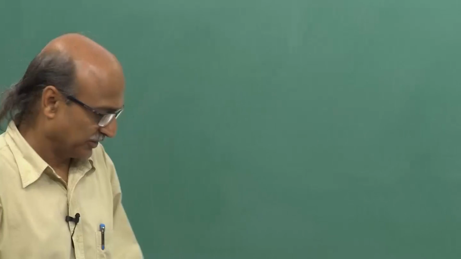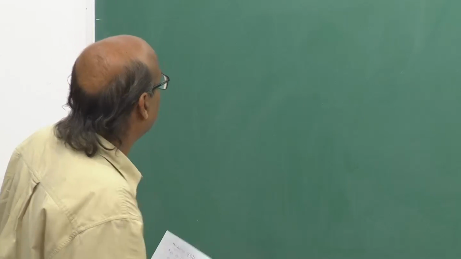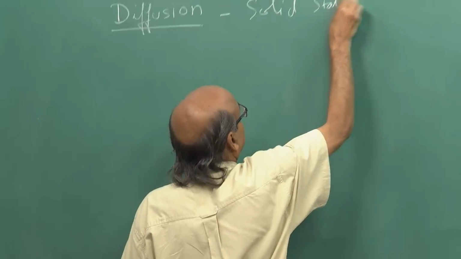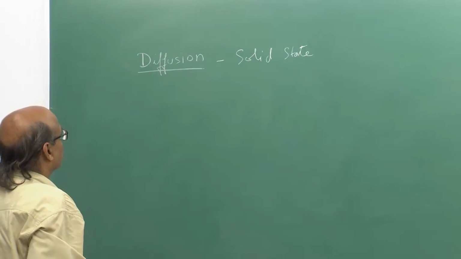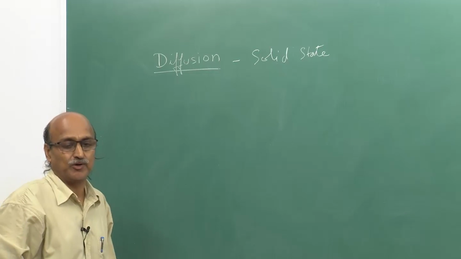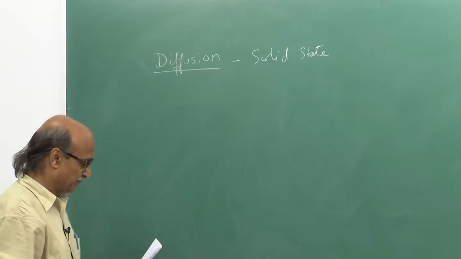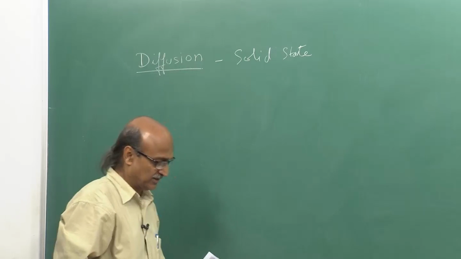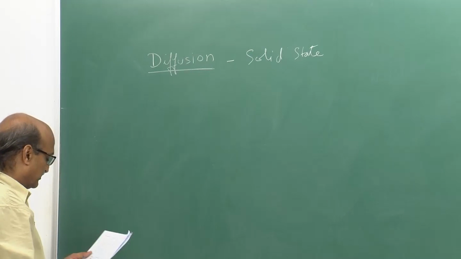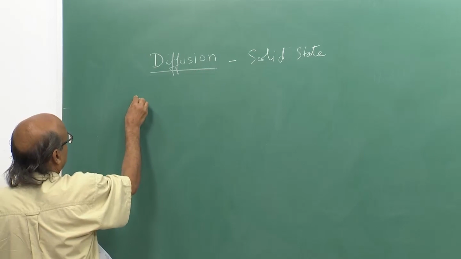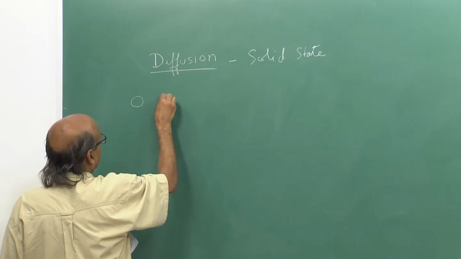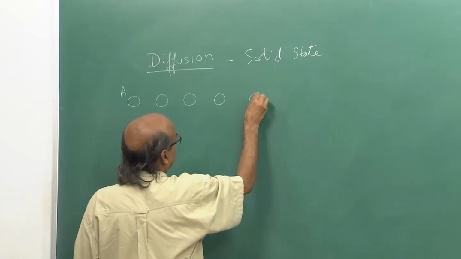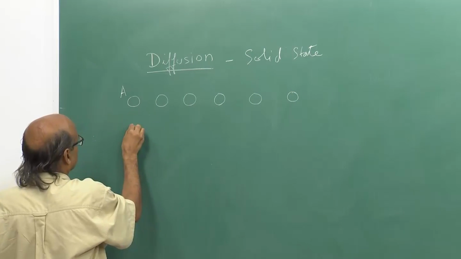So, continuing our discussion on diffusion and diffusion in the solid state, let us first look at the mechanism of diffusion in the solid state, which had been a subject of controversy for several decades. So, here let us consider a crystalline solid of A atoms, which are arranged in a particular crystal structure.